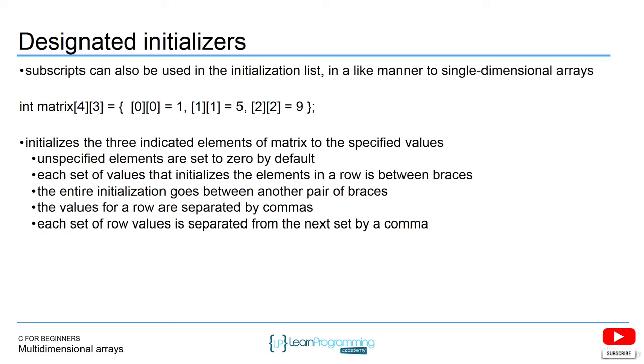And then the entire initialization goes between another pair of braces. So you see that we have the curly brackets on the outer ones, just like normal initialization. And then we have the brackets to access the array inside. And then we have commas to separate each row. And each set of row values is separated from the next set by a comma. So the values are separated and also the row indices. So notice that.